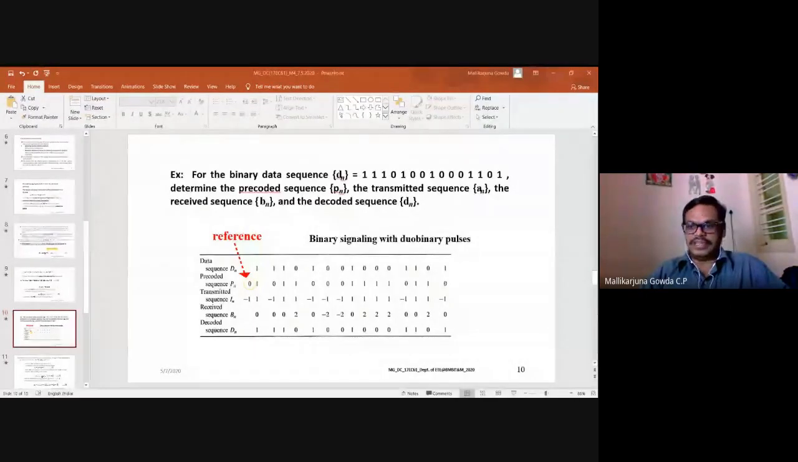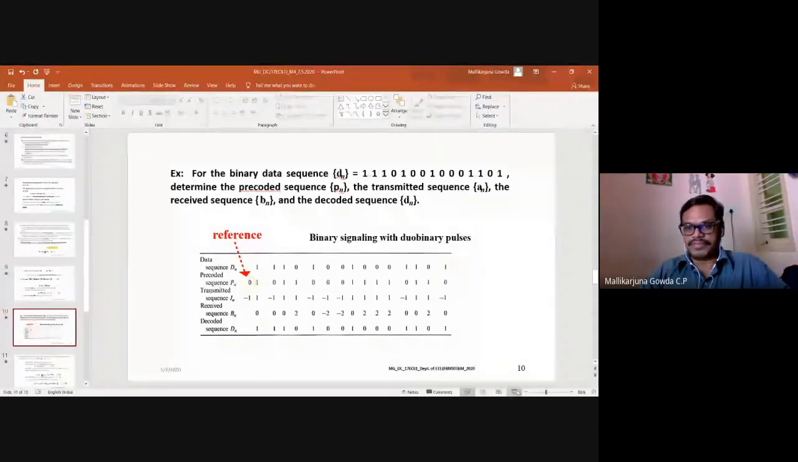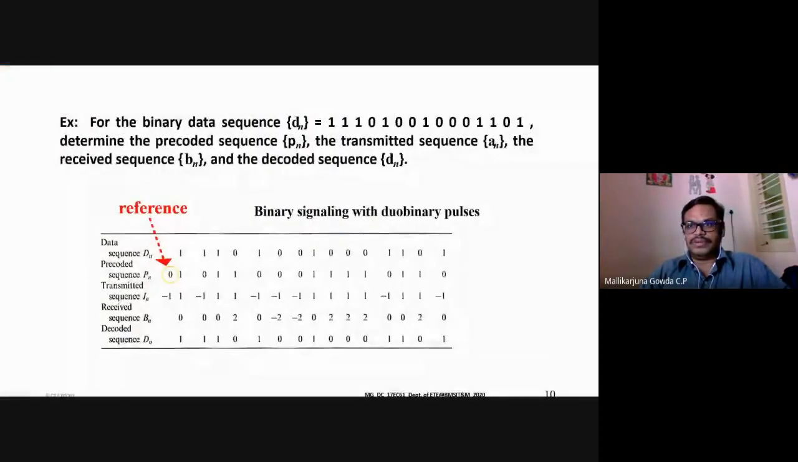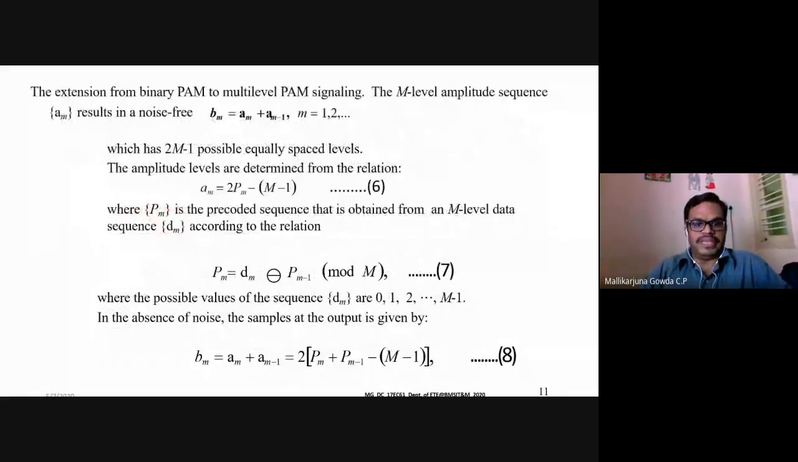Then let me go to the next one. So this was the example, right? Now let me go to the M level PAM. This is by considering binary PAM. So let me go to the M level PAM. In M level PAM, I'm just extending from binary to M level, right? So what will be the changes?